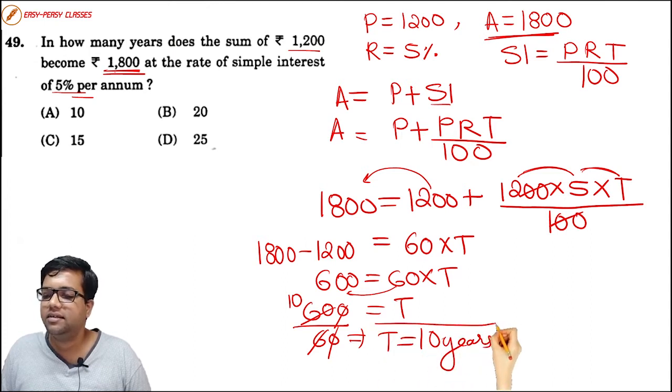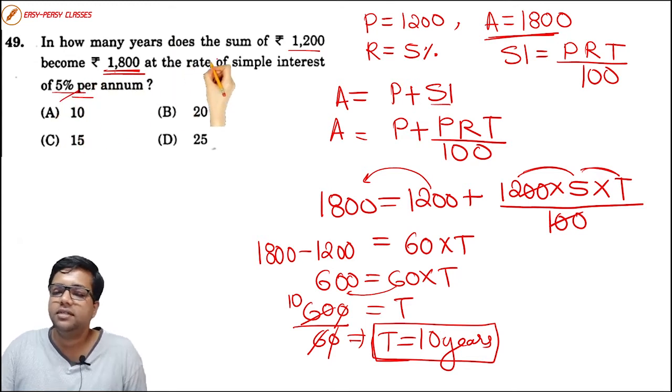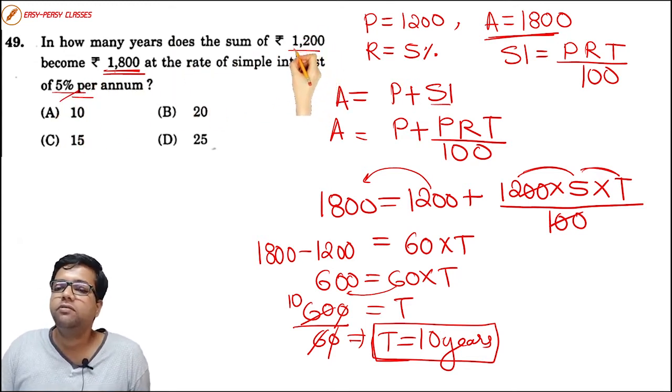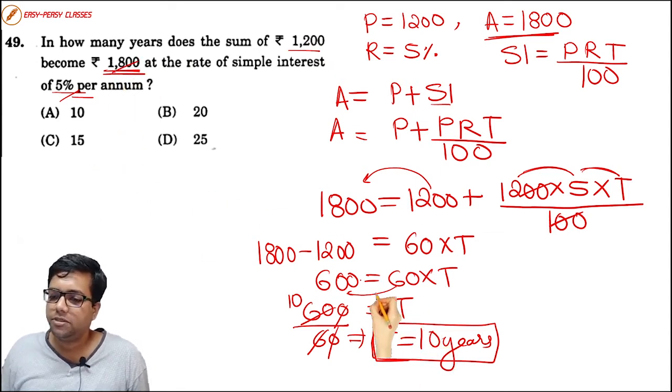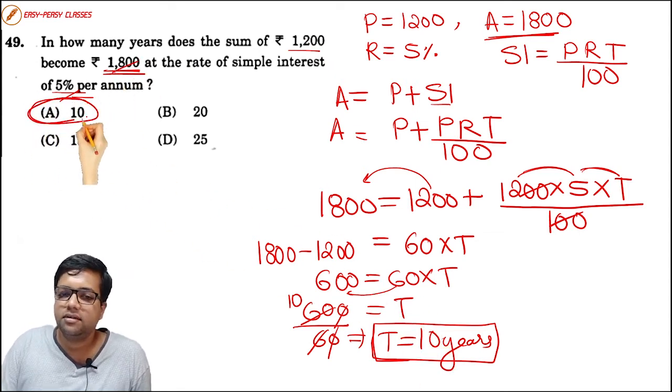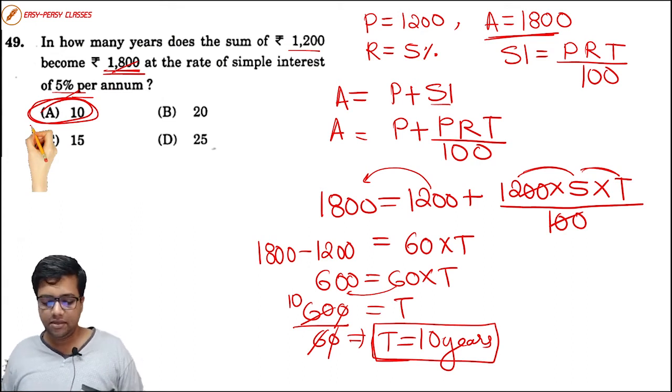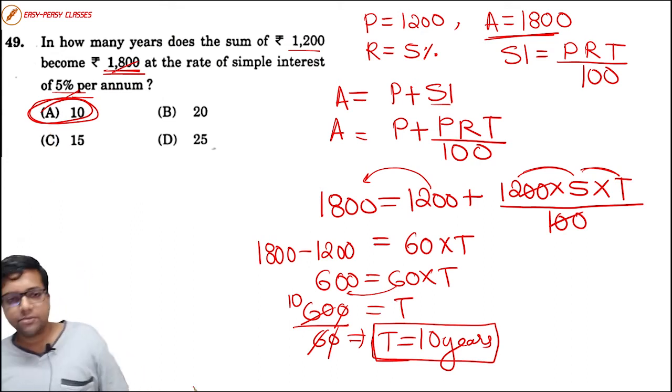Time is asked, right? So after 10 years at a 5% interest rate, the principal of 1200 rupees will become 1800 rupees. Option number A is the right answer. Okay. So let us move on to the next question.